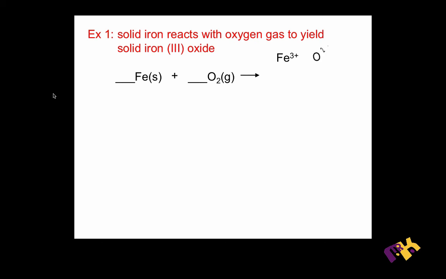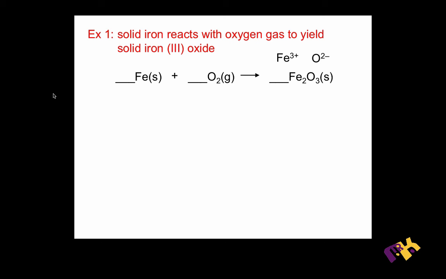Fe2O3, because we have iron 3, which is 3 plus, and we have oxide, which is 2 negative. And so we can use the crisscross method, making sure that the charges balance. So we need 6 plus and 6 negative total, and Fe2O3 makes that work.